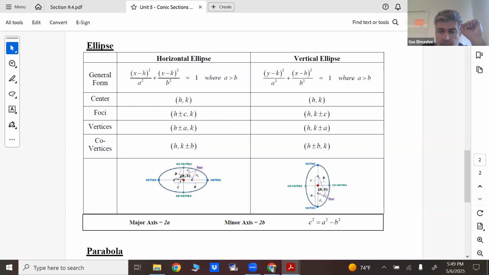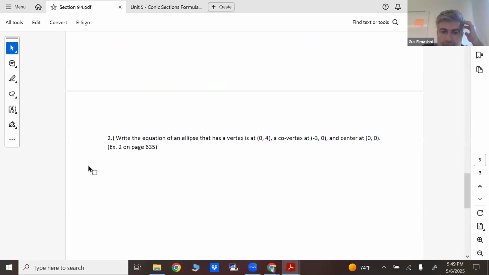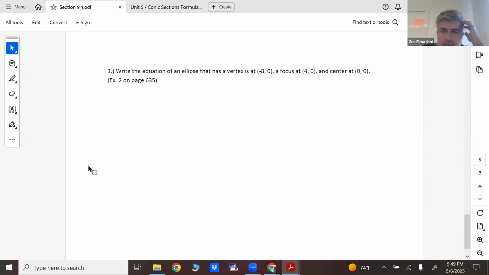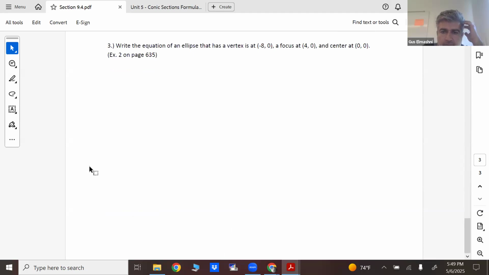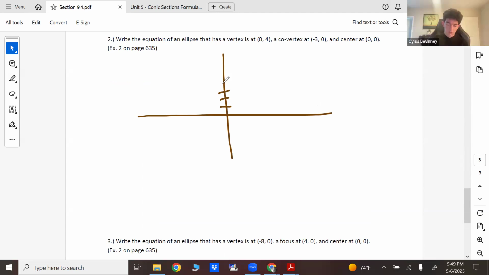So now let's actually do some problems with that. Now you've seen this, and then I could talk about hyperbolas after that. So take a look at number 2 here. They say write the equation of the ellipse with a vertex of 0, comma 4, co-vertex -3, comma 0, and the center at 0, 0.